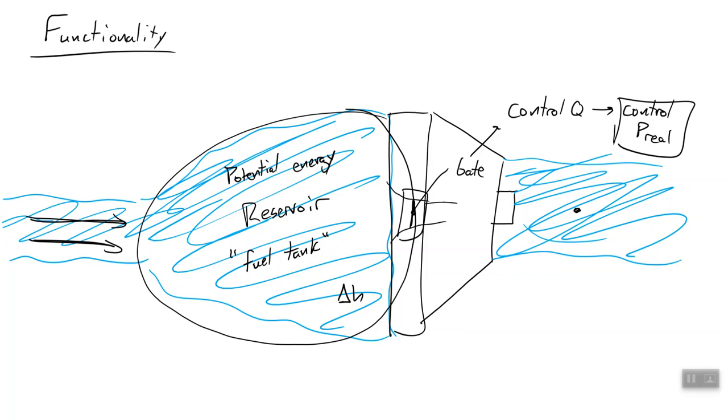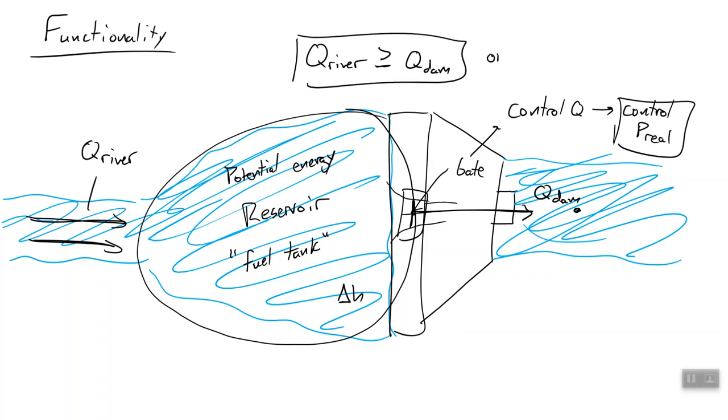So this river has some flow rate, right? There's some amount of water always entering our reservoir, and then there's some amount of water always moving through our dam. Well, the flow rate of your river must be greater than or equal to the flow rate through your dam, or the reservoir height will decrease. And that is going to impact your delta H. If your reservoir height begins to decrease, your head goes down.